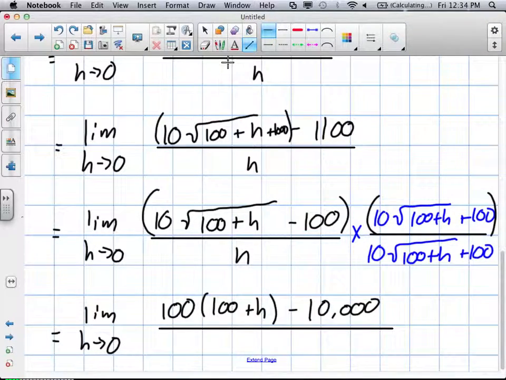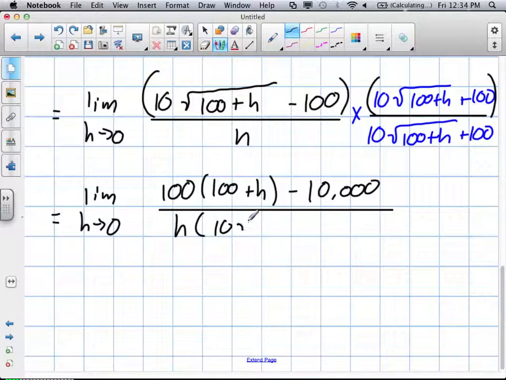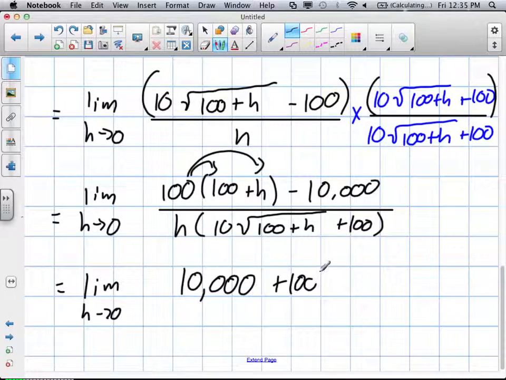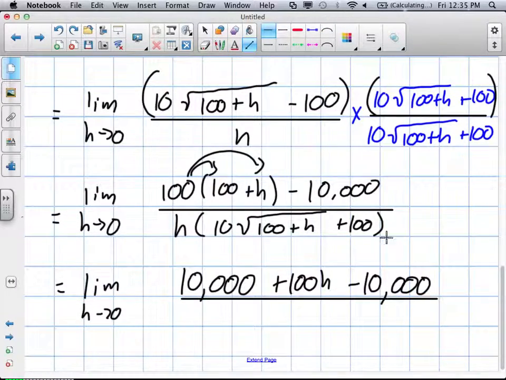On the bottom, we're going to keep the h on the outside because remember, our goal is to eliminate that h at the end of this equation. So we have 10 root 100 plus h plus 100. From there, we're going to simplify what we have on top. We are going to end up with 100 times 100, which will give us 10,000 again. This is when we use our distributive property. Plus 100h minus 10,000. Quickly looking at this, we know our 10,000s are going to cancel each other out.